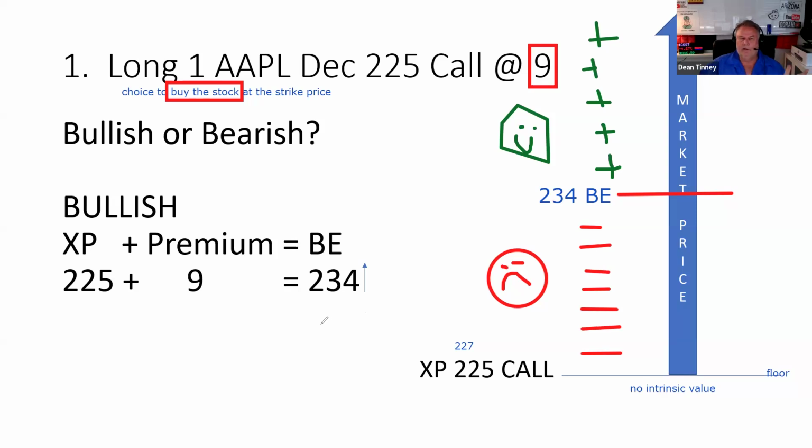So the first test question, they might say, your customer goes long, one Apple, December 225 call at 9. What is the break even? And remember, they might say when Apple is at 229. Now, there's lots of ways to do options. Lots of ways to do options. And if you're following Dean, I like to make a T. And what I'm showing you now is I'm just illustrating that indeed this is the break even.